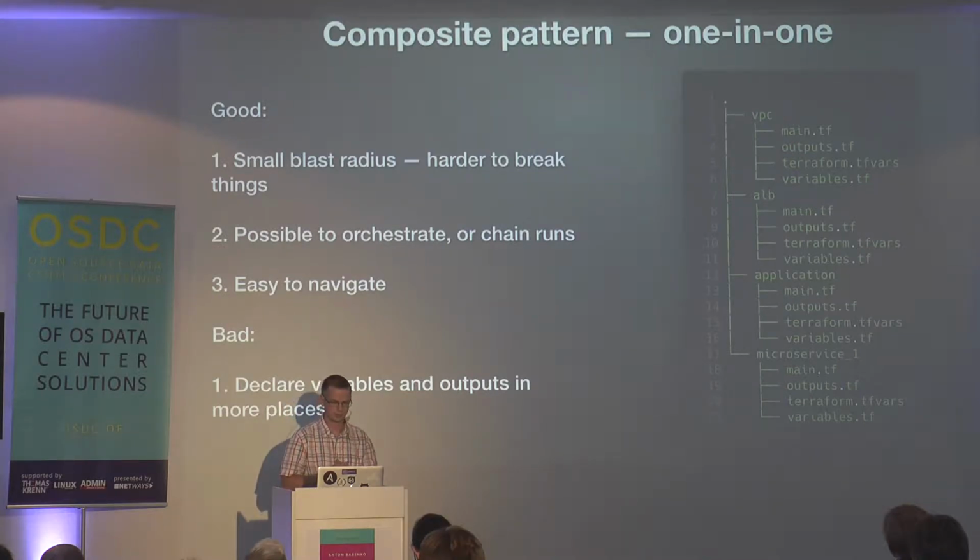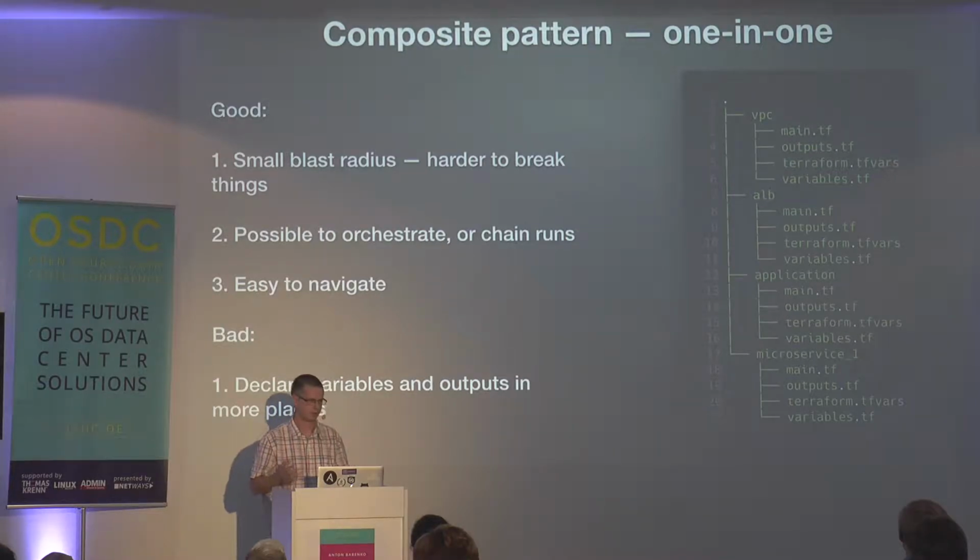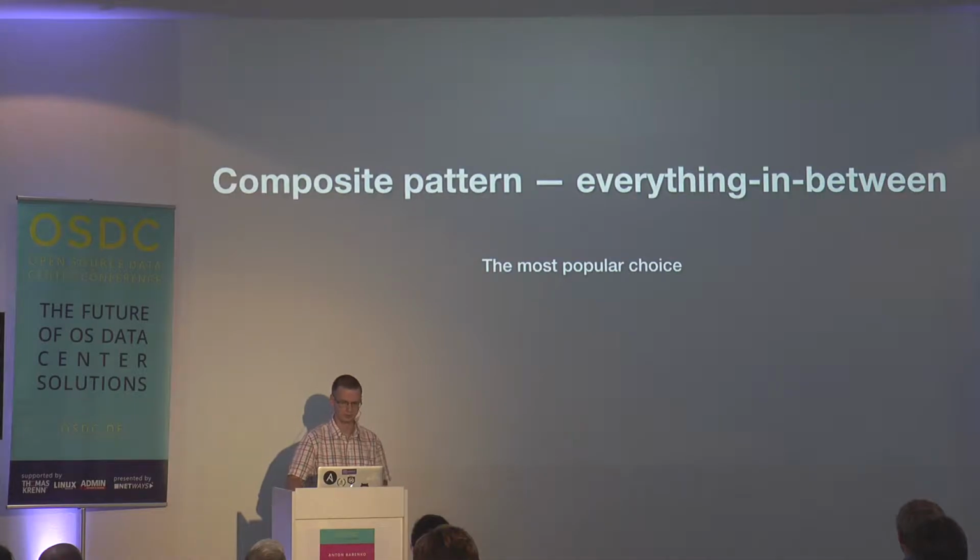But another extreme is to reduce the blast radius, which is harder to break. And it's possible to chain different executions and easy to understand what's going on. You just have to write more code, or much more code. So everything in between is the most popular choice. And where exactly in between, closer to the left or to the right, is totally up to you.